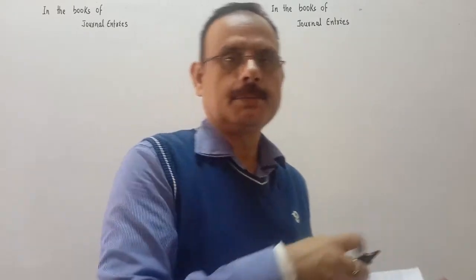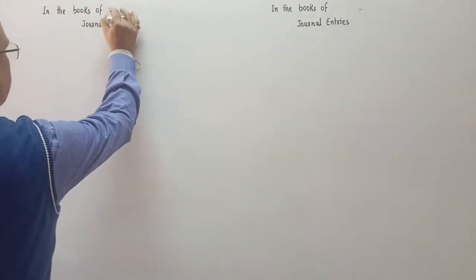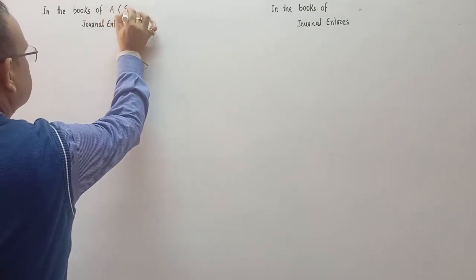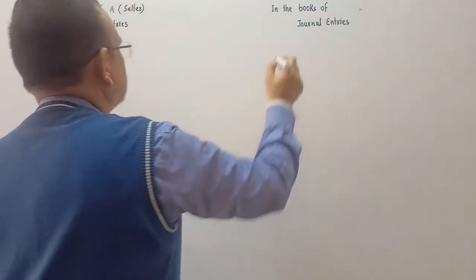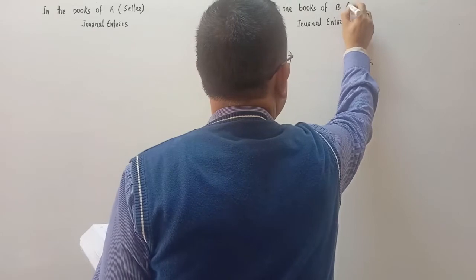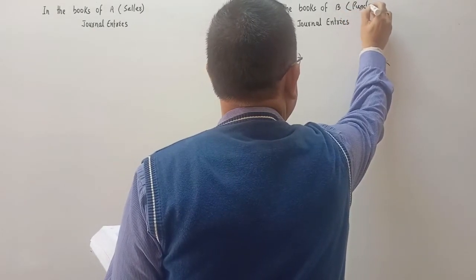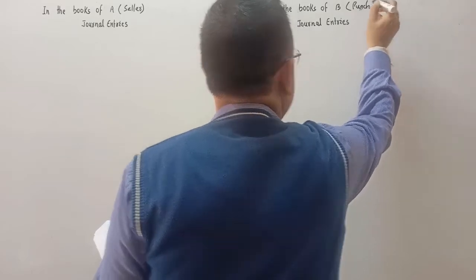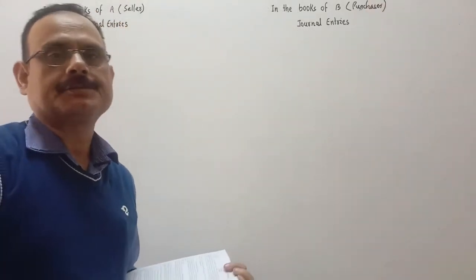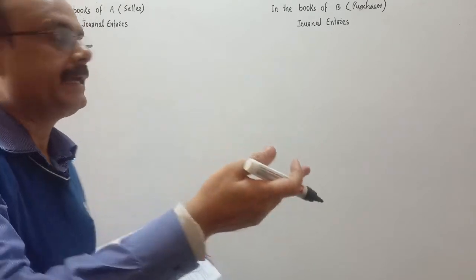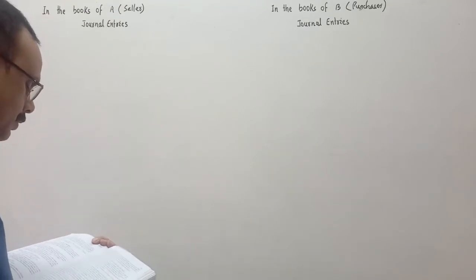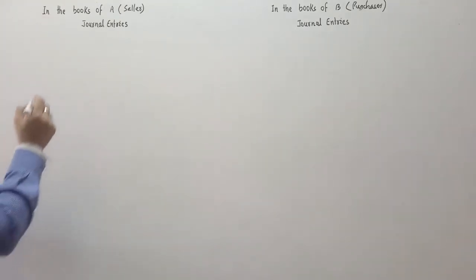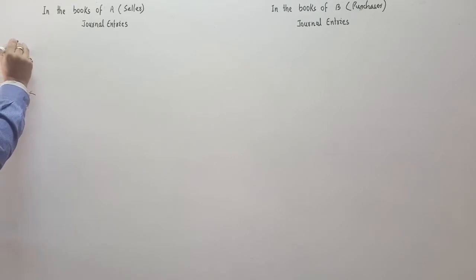So start with A, in the books of A. A is who? A is the seller. And who is B? B is the purchaser. Or you can say B is the drawee as well, because B has accepted the bill. A is the drawer, B is the drawee. A is the seller, B is the purchaser. So A sold goods for rupees 30,000 to B on the date given, 2017 January 1st.